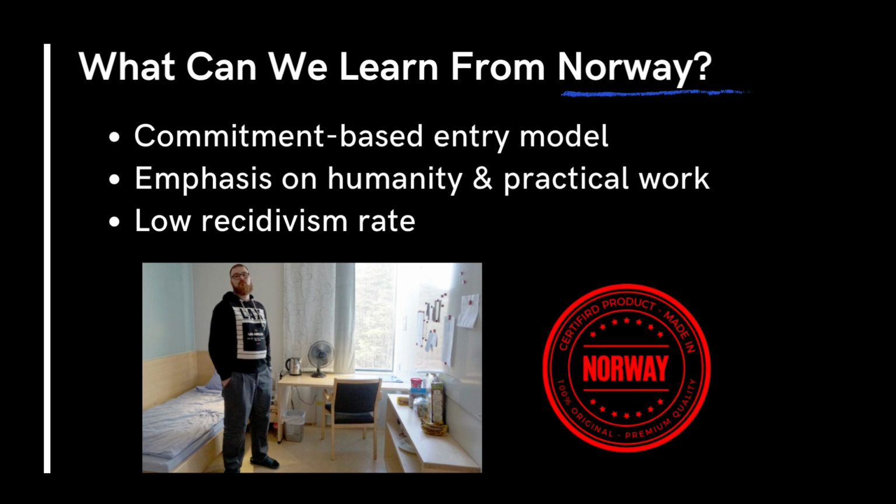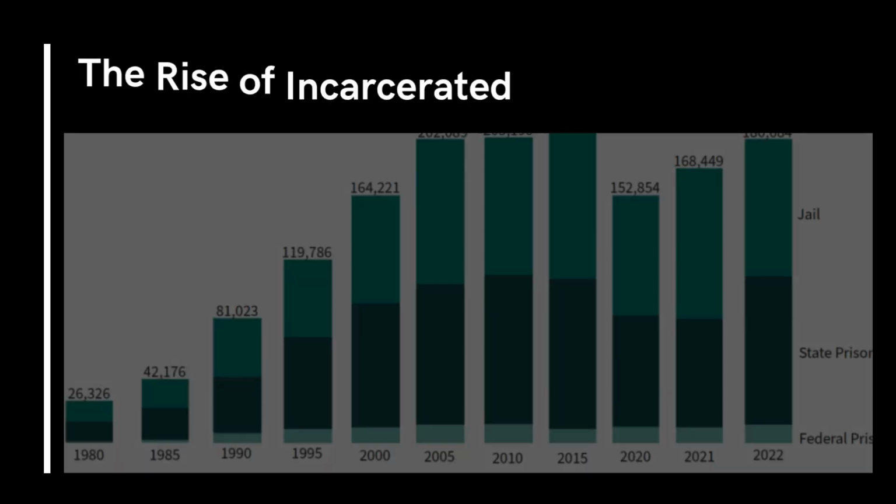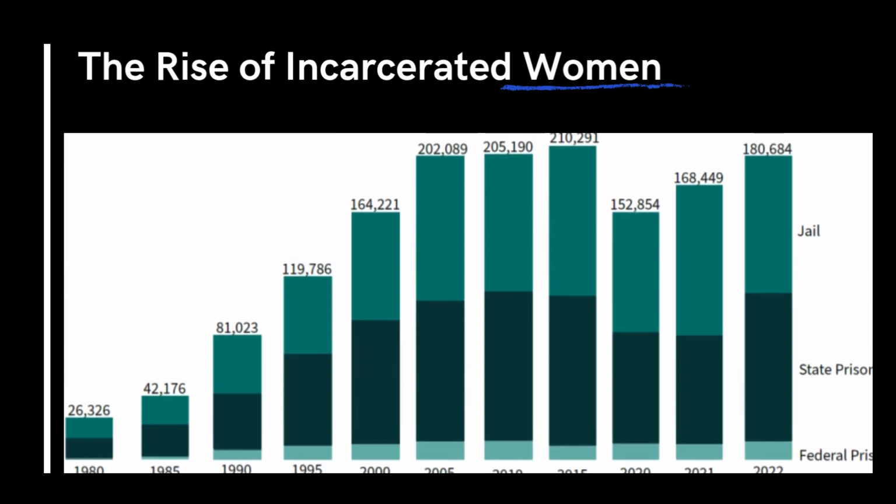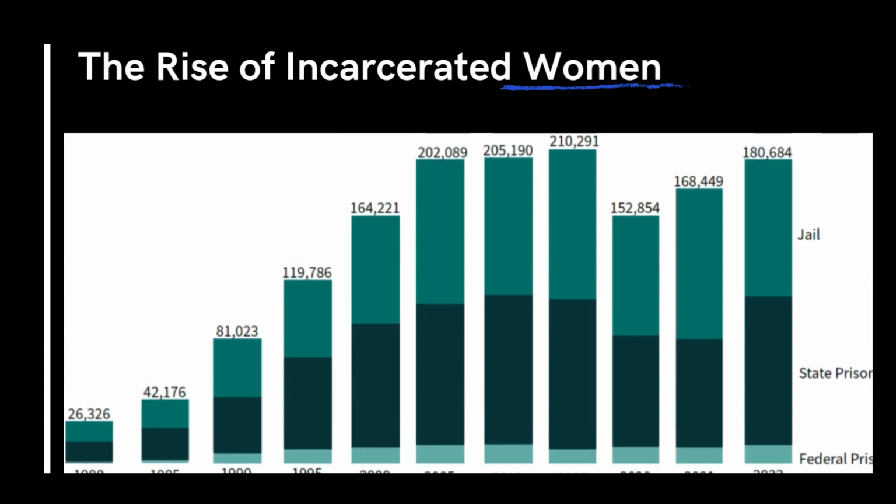Now let's get into how corrections handles unique challenges and obstacles with women and those with mental health disorders. The rate of incarcerated women in the last years has significantly increased. We went from 26,326 incarcerated women in 1980 to 180,684 incarcerated women in 2022. Though many more men are in prison than women, the rate of growth for female imprisonment has been twice as high as that of men since 1980.